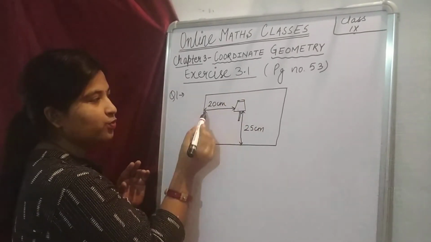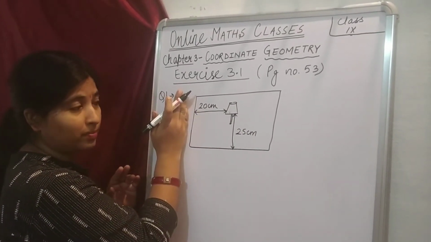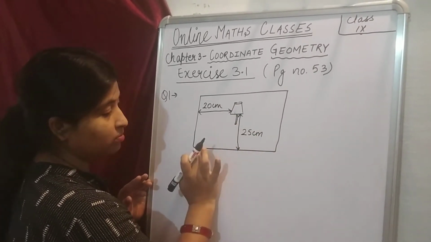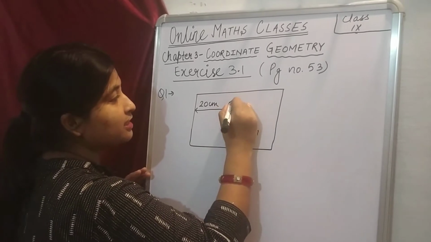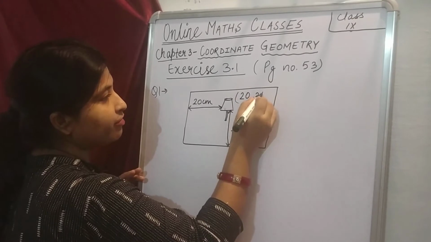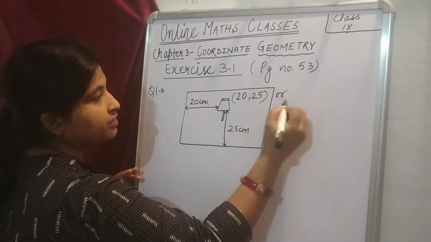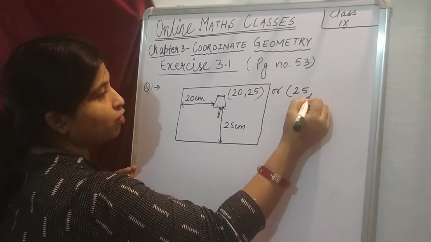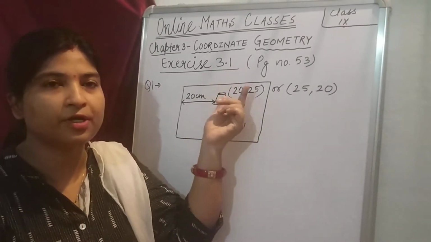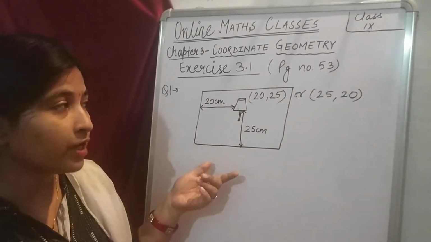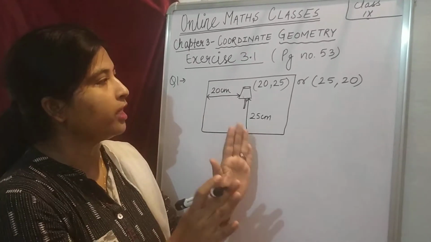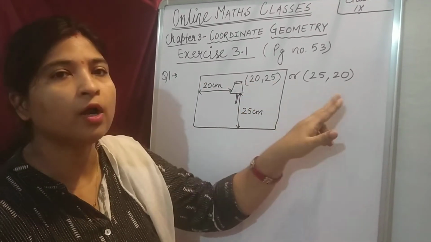This lamp is 20 centimeter from this edge of the table, and this lamp is at a distance of 25 centimeter from this edge of the table. Then can I say that this lamp has a position of 20, 25, or it will have a position of 25, 20? I will not tell you which one is correct, because here it depends on what you are taking as x-axis and what you are taking as y-axis. Up to this point it is okay. You can take anything, this one or this one.